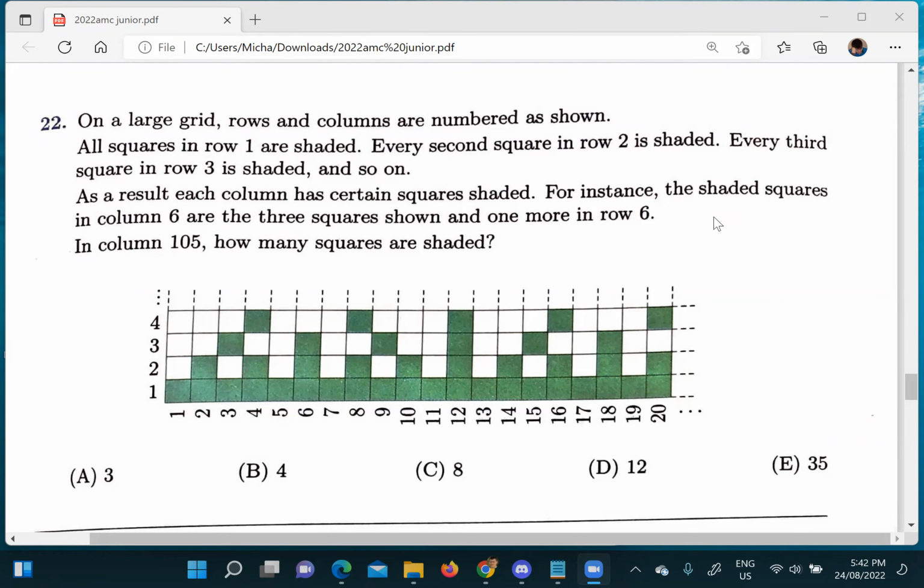All squares in row 1 are shaded. Every second square in row 2 is shaded. See that? Every third square in row 3 is shaded. And so on, yeah? So what does that mean for row 4?